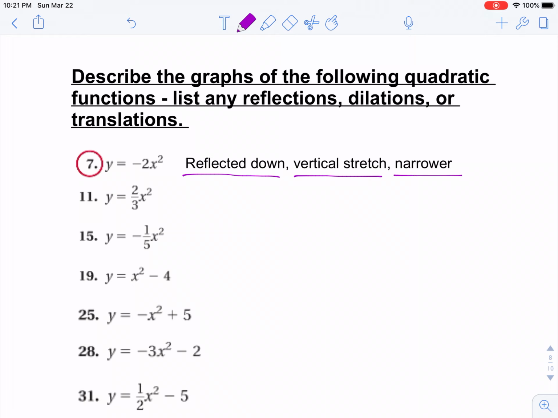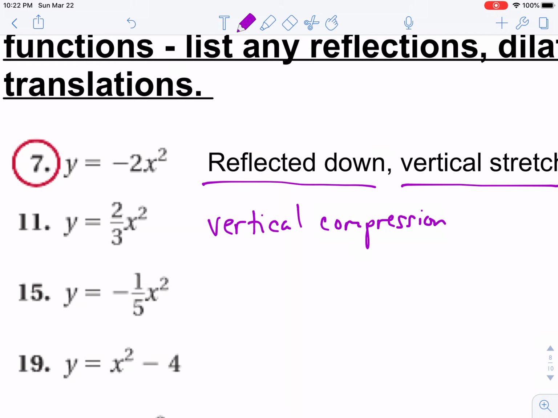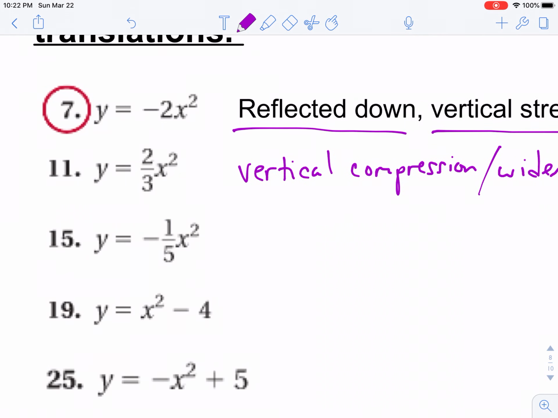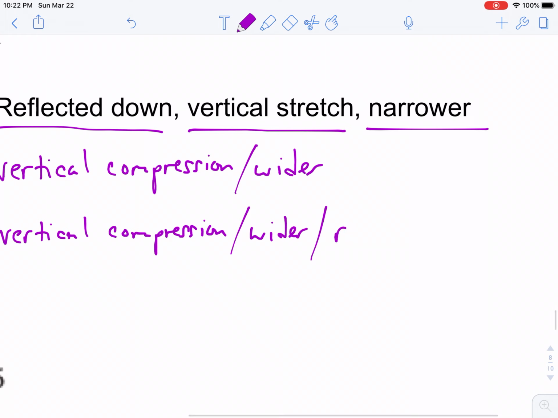Okay? So for the next one, the only thing I see that's different from y = x squared, which is the parent, is there is a 2/3 in front, which makes it a vertical compression. That fraction makes it a compression, which means it gets wider. Okay? Next one, another fraction in front, another vertical compression, where it gets wider again. And there's also a negative sign there, which means it's going to reflect it down.